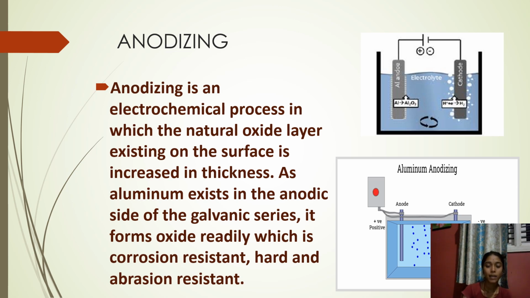Here is one example showing the anodizing of aluminium, where the anode is aluminium and graphite is considered as cathode, and the electrolyte used is sulfuric acid, the voltage is around 40 volts, the temperature is about 35 degrees Celsius and the current density is 10 to 20 milliampere per square centimeter.